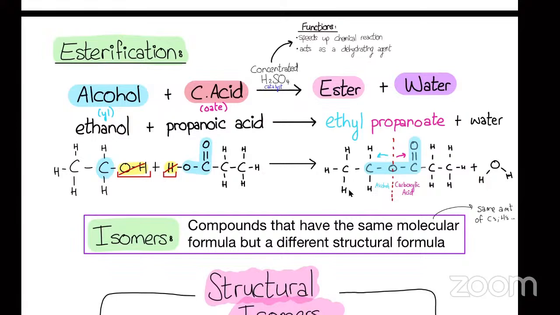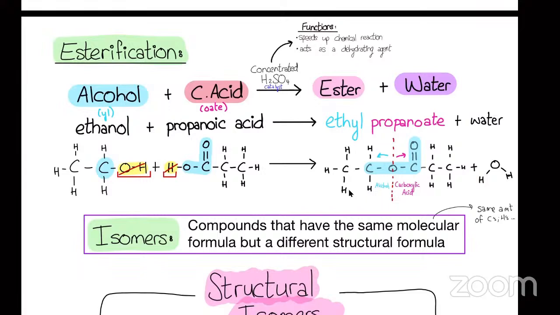So in this case, we used ethanol and propanoic acid, and we said that the alcohol, ethanol, gives us the suffix yl, and the carboxylic acid gives us the suffix oate. So it resulted in ethyl propanoate, and we always have water as a byproduct, okay? Then we showed the structural formula.